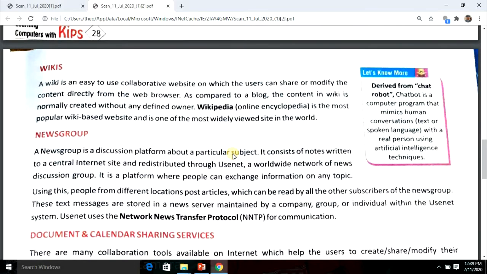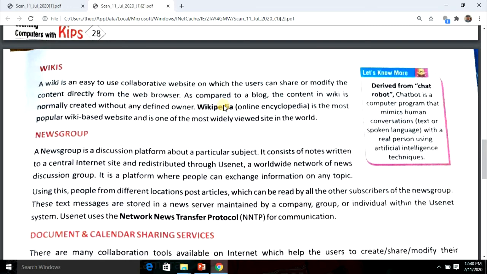The next one is Wikipedia. Wikipedia is a collaborative website where users can share or modify content directly in a web browser. We can say Wikipedia is an online encyclopedia. The most popular wiki-based website is one of the most widely viewed in the world.